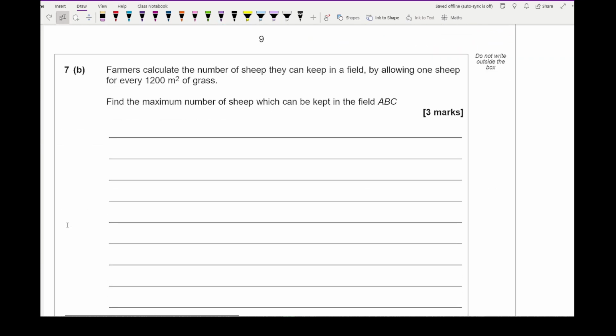Moving on to 7b, it says farmers calculate the number of sheep they can keep in a field by allowing 1 sheep for every 1,200 square meters of grass. Find the maximum number of sheep that can be kept in the field ABC.